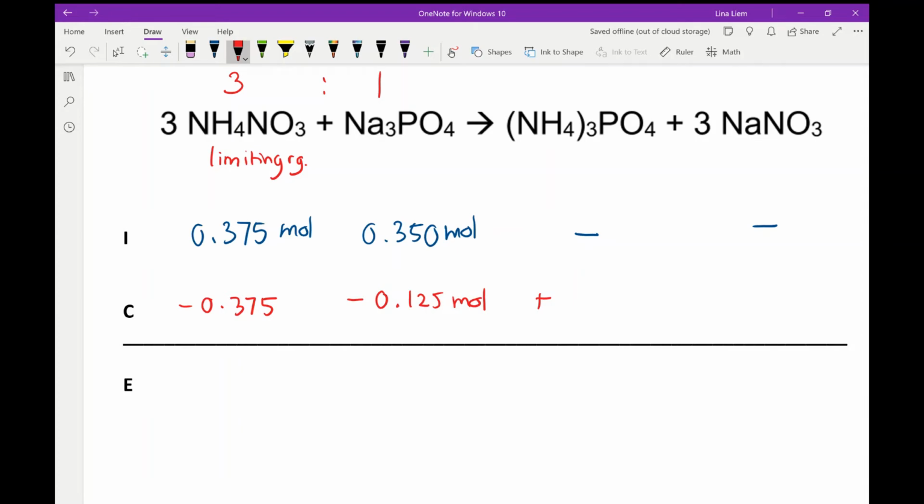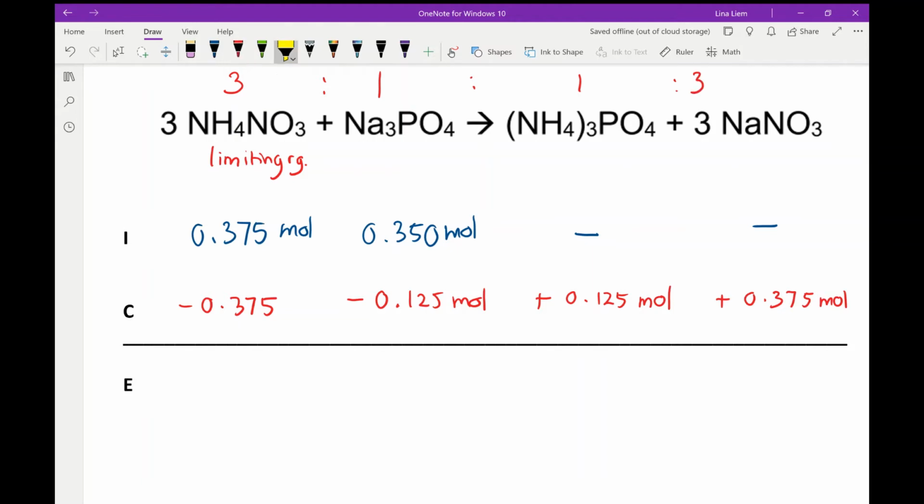And you will produce 0.125 mole of ammonium phosphate and 0.375 mole of sodium nitrate, all due to the molar ratio.